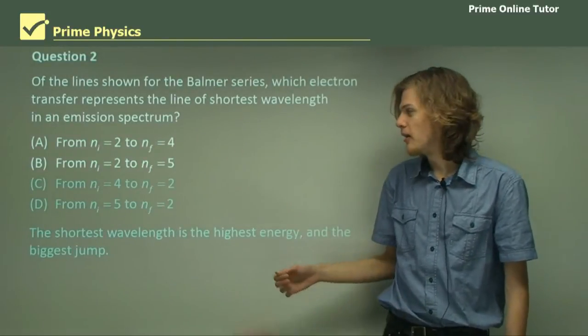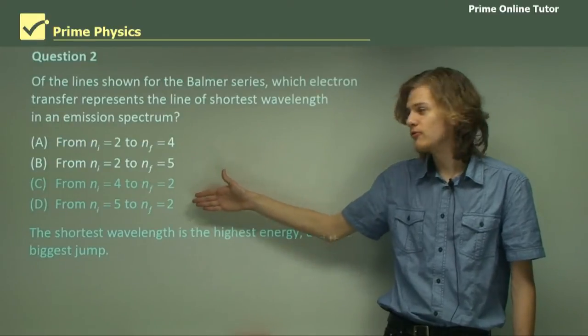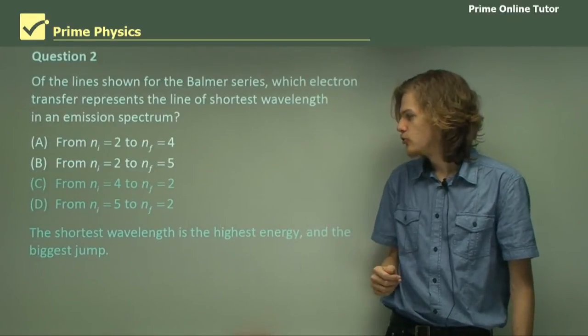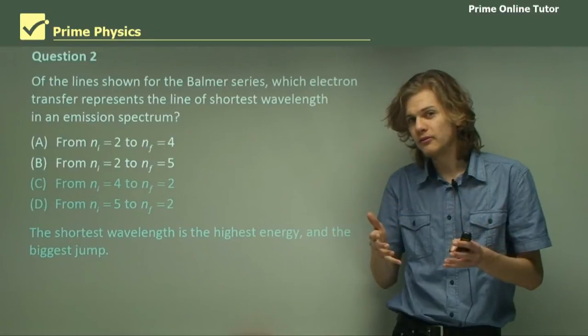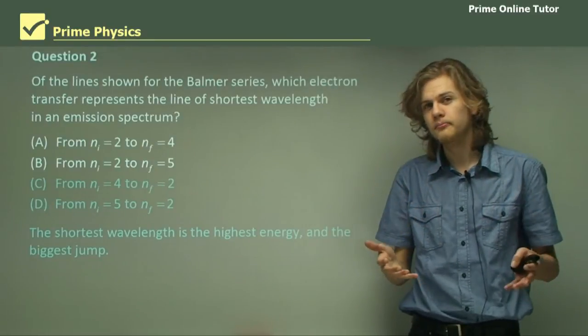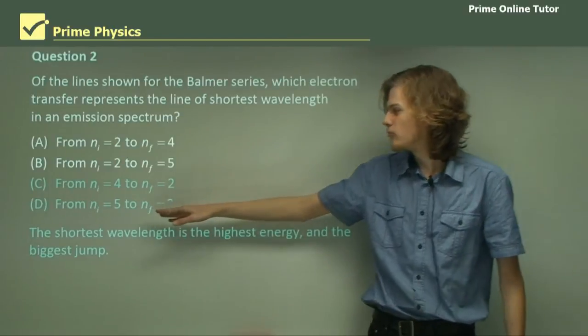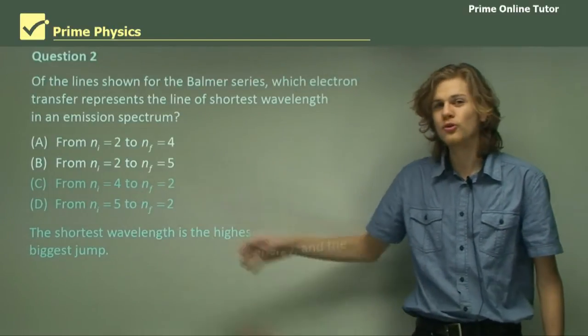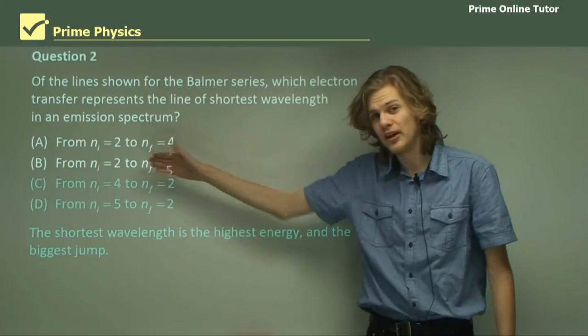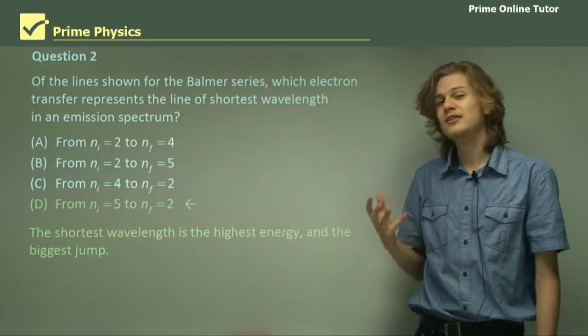We have two options now: jumping from 4 to 2 and jumping from 5 to 2. So remember, the shortest wavelength means the largest jump. And so we want a jump from n equals 5 to n equals 2 because that's bigger than the jump from n equals 4 to n equals 2. So we can see that D is the correct answer.